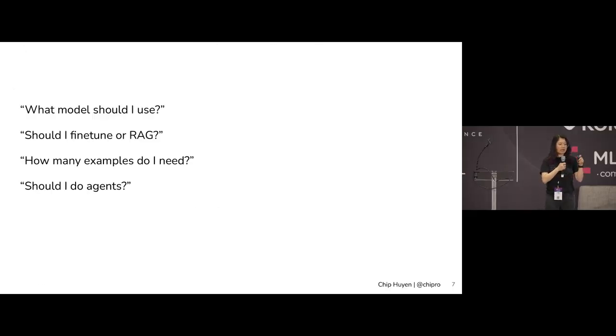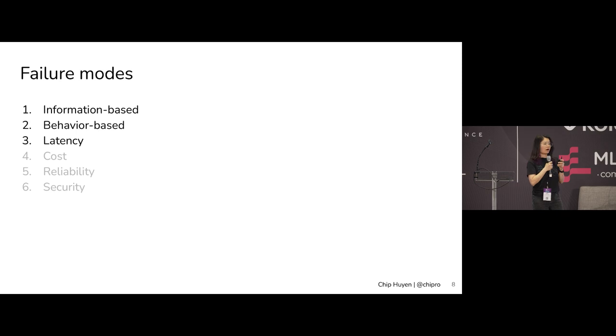I often hear a lot of questions. Which model should I use? Should I fine-tune or should I do RAG? How many examples should I include? And I feel like the answer always depends on what kind of issues you are trying to correct for in the application. So what you want to do next depends on the failure modes of the application.